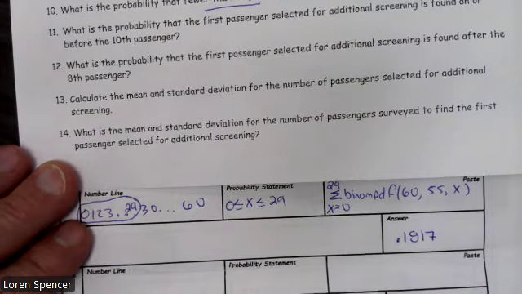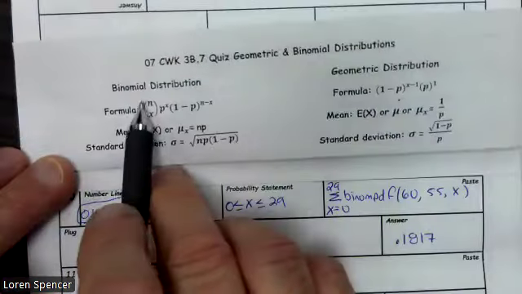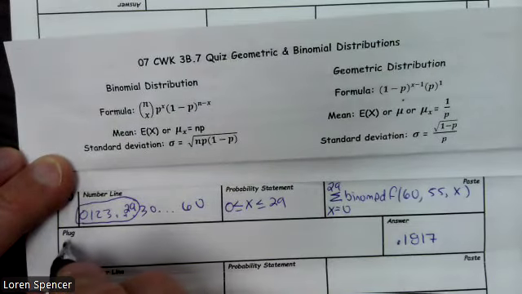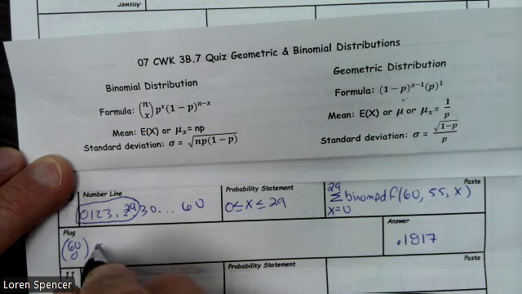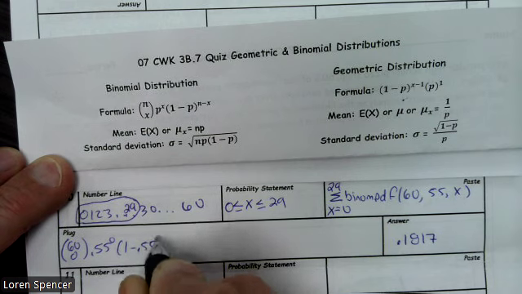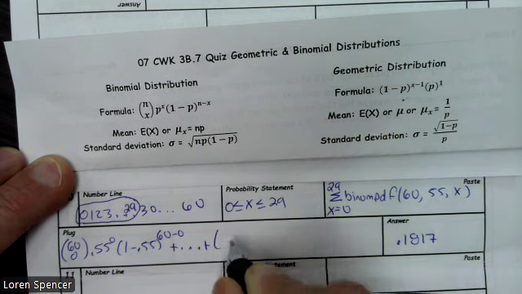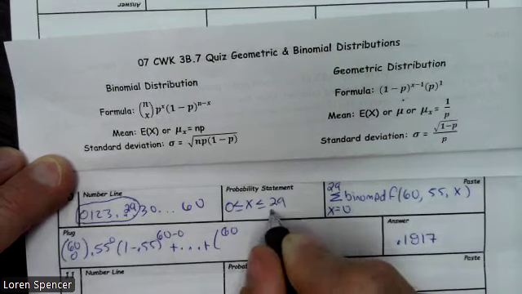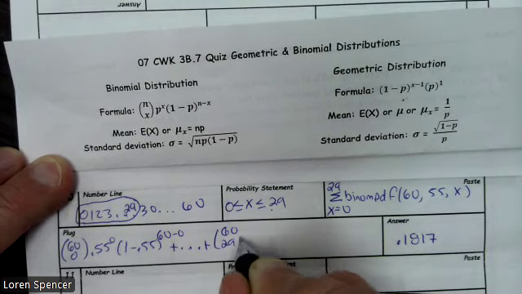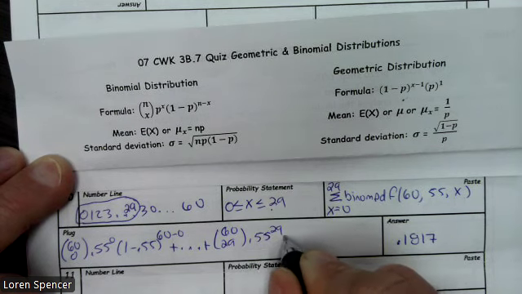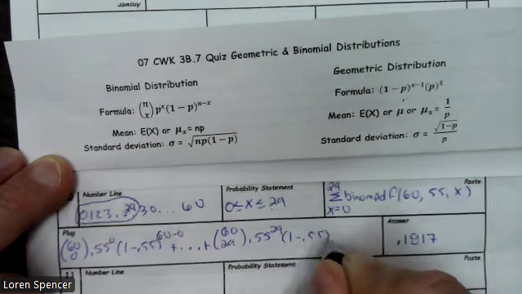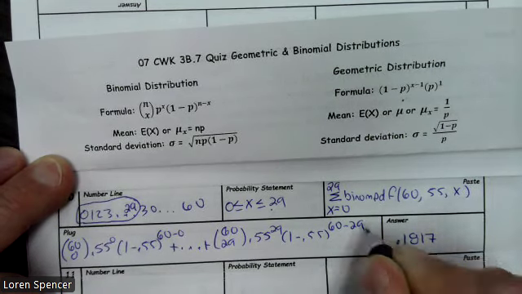All right, when we go to plug in, so we're looking for a binomial, so it's n choose x, which in this case, 60 choose 0, 0.55 to the 0, 1 minus 0.55 to the 60 minus 0, plus dot, dot, dot, plus 60 choose 29, our highest value was 29 because it was less than 30, 0.55 to the 29th, 1 minus 0.55 to the 60 minus 29.